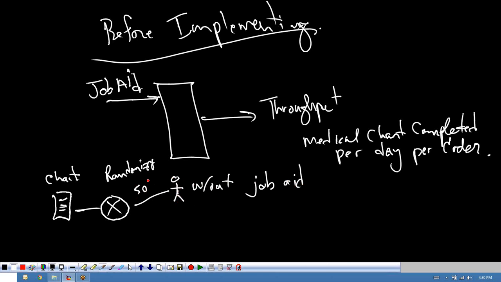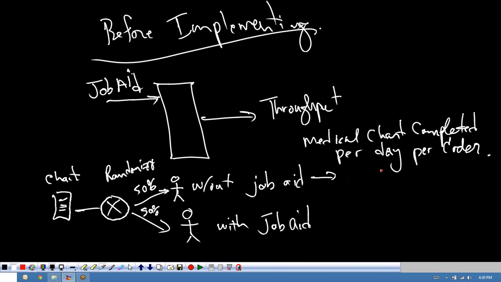Maybe there's a 50% chance of that, and there's a 50% chance of coding with the job aid. Hopefully you're with me on that one. And then in each case, they would do it for a single day, and in each case, we would then measure. Maybe it's not the chart, but it's the day. And each day, this particular person would randomly do it either without the job aid or with the job aid.